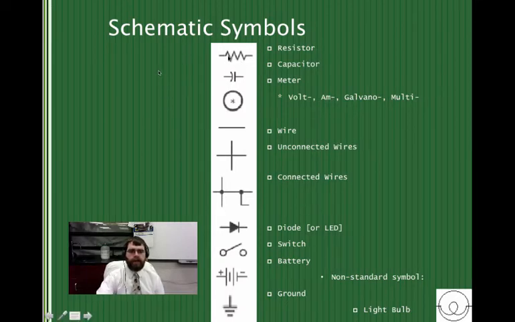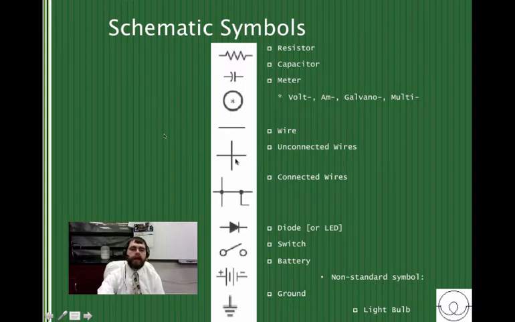So we've talked about resistors. They're the zigzaggy line. Capacitor has a curve and a straight line. Sometimes one side is specifically positive or negative, and that might be labeled. Certain types of capacitors it matters, others it does not. Meters are usually, and this is semi-non-standard, but usually a circle, and then the type of meter will be labeled with a V, A, G, or M for voltmeter, ammeter, galvanometer, and multimeter.